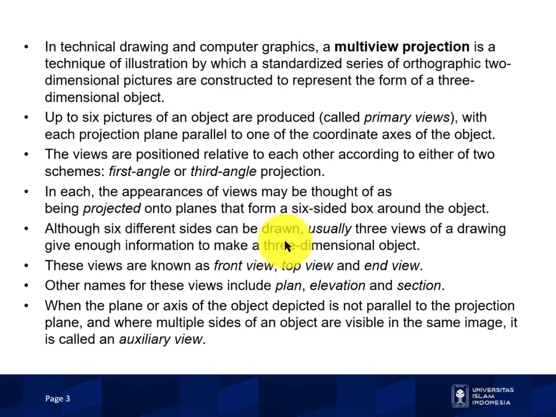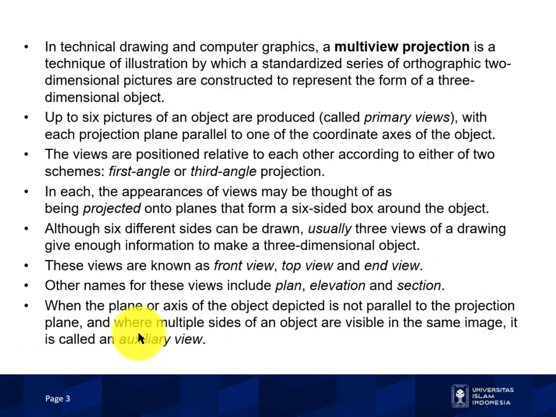Although 6 different sides can be drawn, usually 3 views of a drawing give enough information to make a three-dimensional object. These views are known as front view, top view, from the top, so we look at the object from the top, and then the end view, where we look at the object from the back side. Other names for these views include plan, elevation, and section.